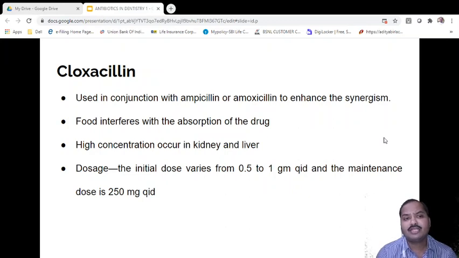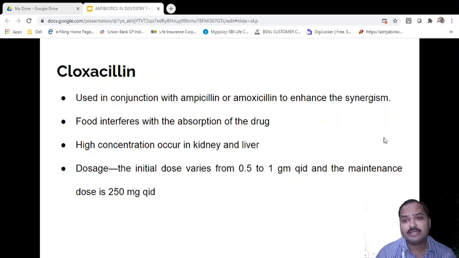We come to cloxacillin. It is used in conjunction with ampicillin or amoxicillin to enhance the synergism. This is a penicillinase resistant penicillin, and the drug has weaker antibacterial activity than penicillin G. Over here, the food interferes with the absorption of the drug in cloxacillin also.